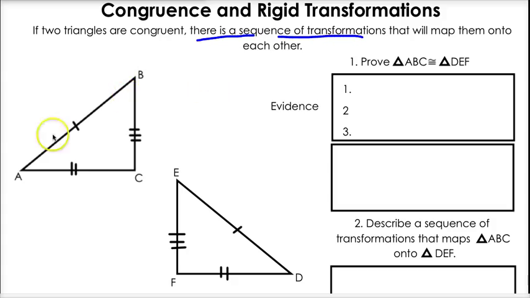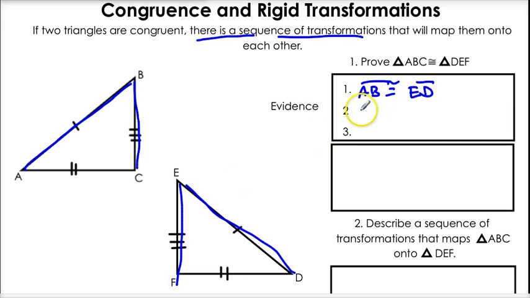All right? And we're going to do that just the way we just did. We're going to collect our evidence. We see that AB is congruent to ED. Let's write that out. AB is congruent to ED. All right. We see that BC is congruent to EF. So BC is congruent to EF. And we see that AC is congruent to FD. AC is congruent to FD. All right. Well, now that I have my evidence, I'm going to write my conclusion here.